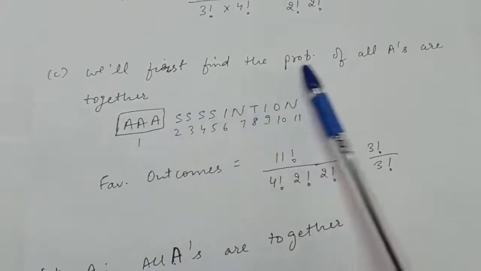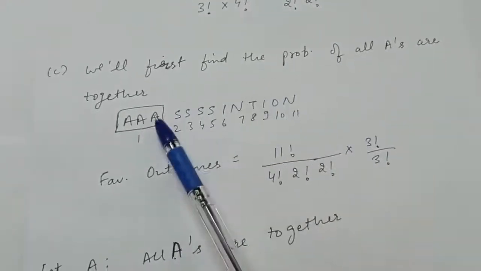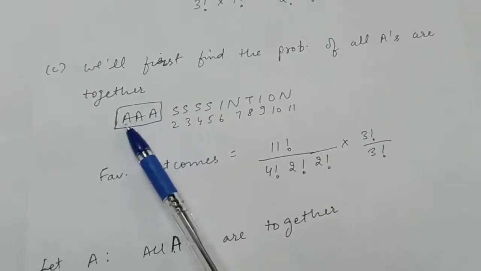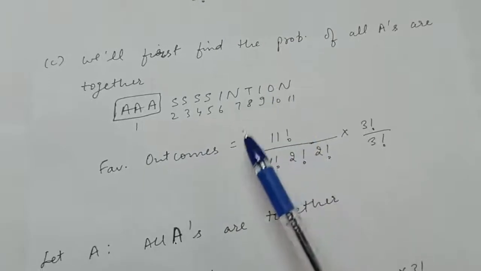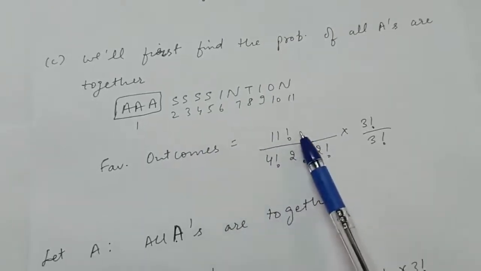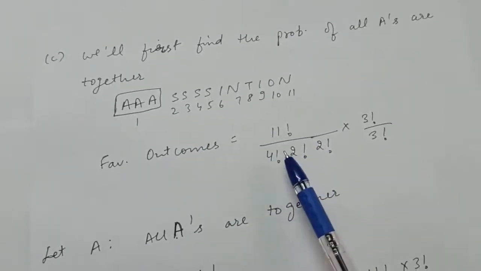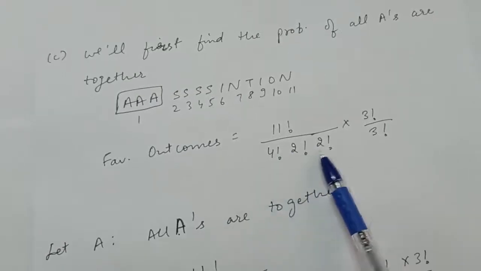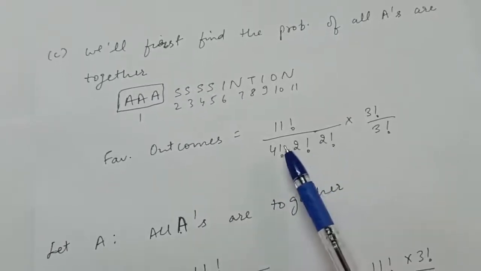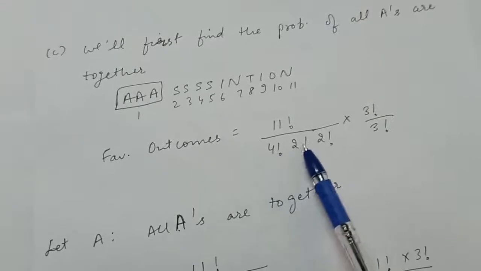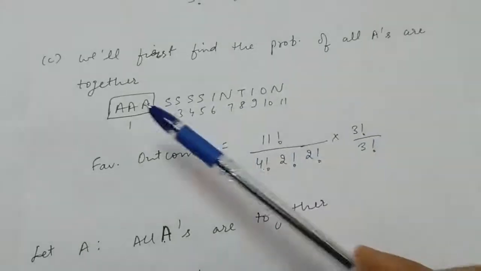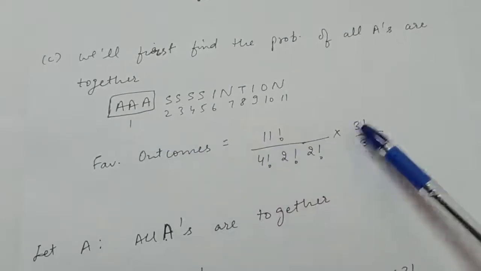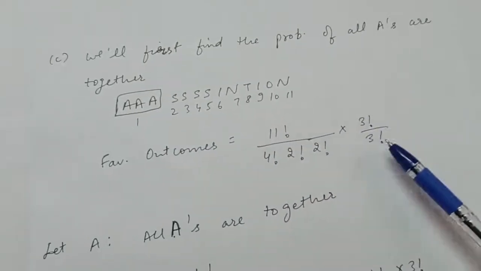So first of all, we will find the probability of all A's coming together. Treat these 3 A's as one letter. These are the rest of the letters. So these can be arranged in 11 factorial divided by 4 factorial into 2 factorial into 2 factorial. Because S is repeating 4 times and I and N are repeating 2 times, into this letter can be arranged in 3 factorial divided by 3 factorial, right?